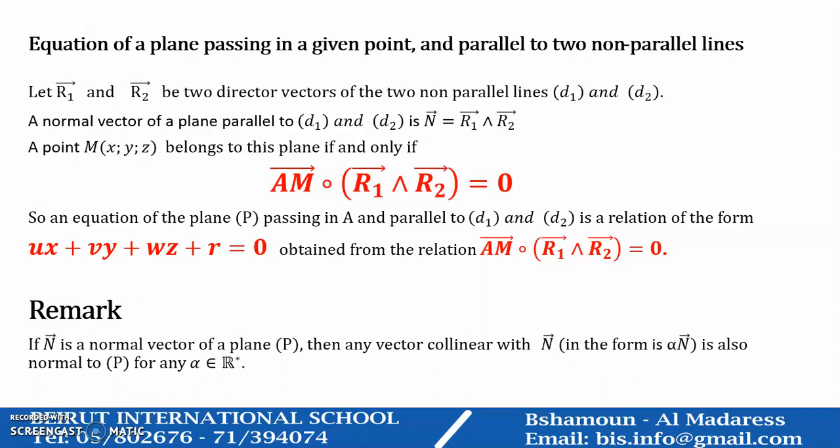So an equation of the plane P passing through A and parallel to D1 and D2 is a relation of the form ux plus vy plus wz plus r equals 0, which is obtained from the relation AM dot R1 cross R2 equals 0. Remark: if n is a normal vector of a plane P, then any vector collinear to n, in the form alpha n, is also a normal vector to P for any alpha belonging to R star, as I said in the beginning of this session. Thank you. This is all.